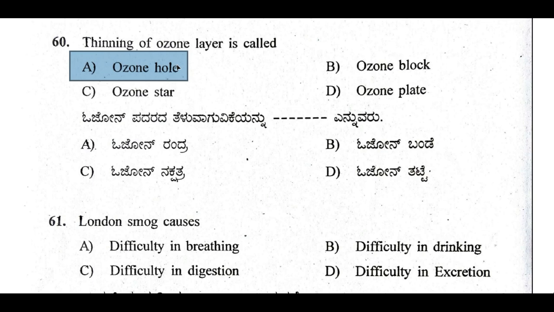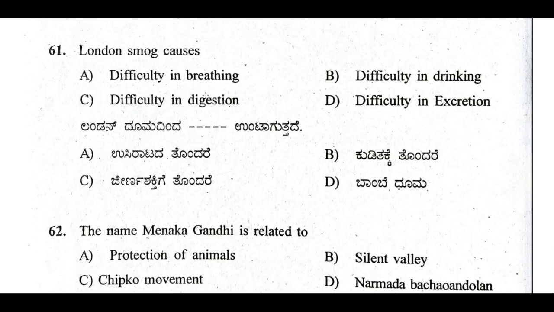Question number 61. London smog causes A, difficulty in breathing, B, difficulty in drinking, C, difficulty in digestion, D, difficulty in exertion. So London smog causes. So this smog is formed by mixing air and pollutants and exhaust gases resulting from human activities. So therefore, the difficulty in breathing is the main cause of London smog. Option A is the right answer.